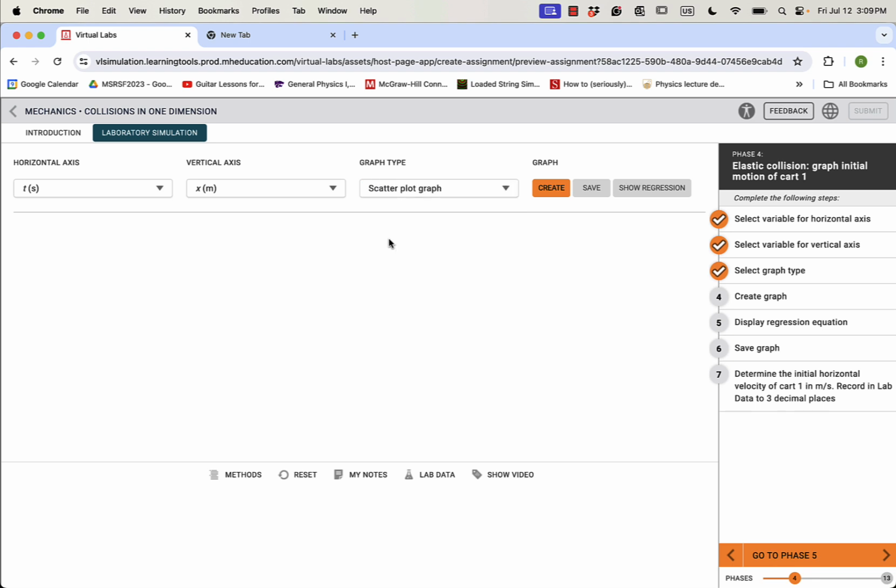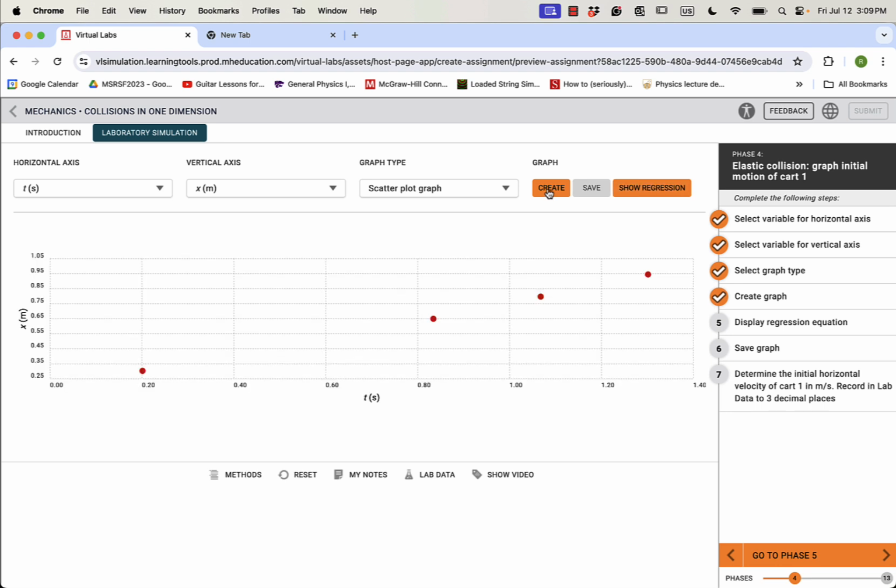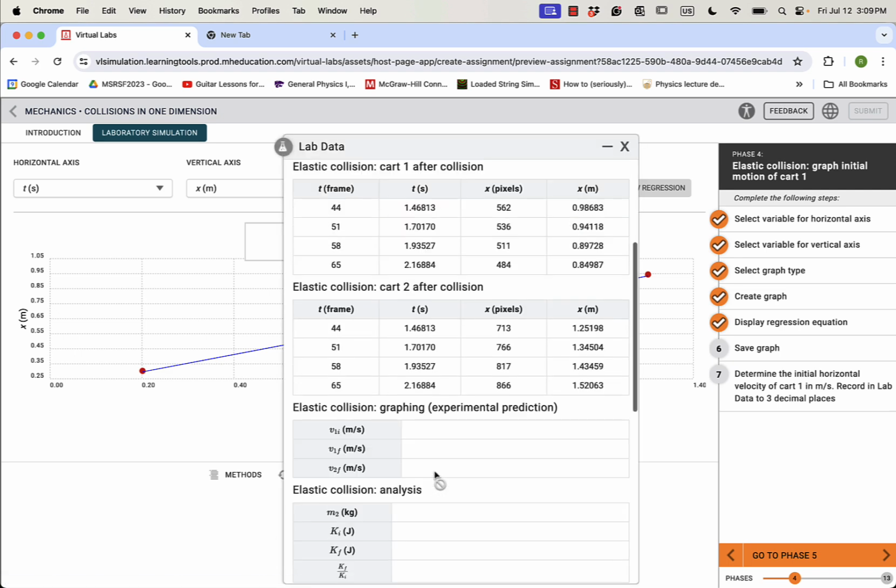So plot scatter graph and then create the graph. We want to show the regression or the best fit line. So this number is the velocity of the first cart, which is on the left side before collision. So that's 0.580. Let's record that.